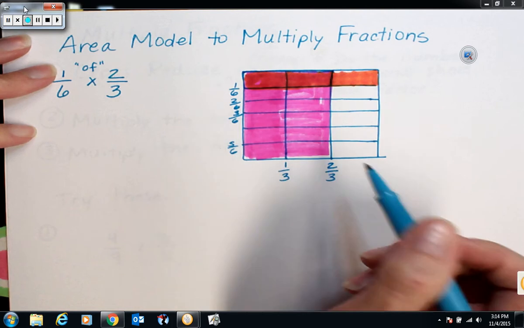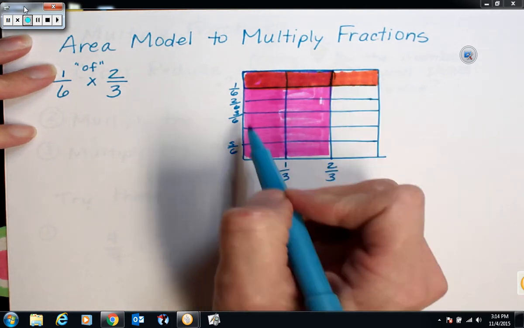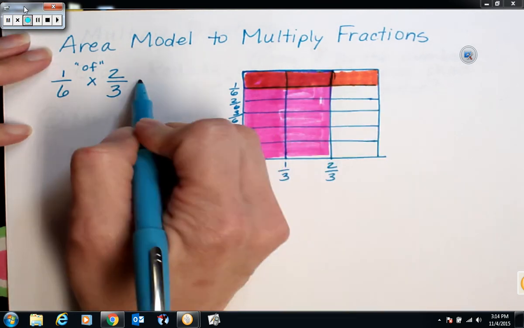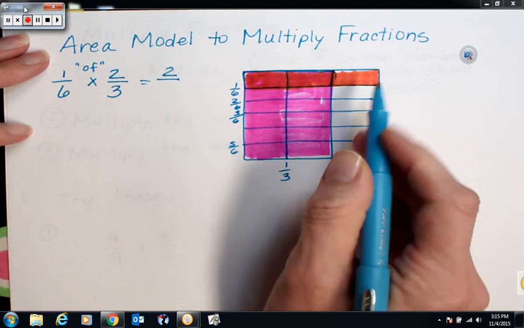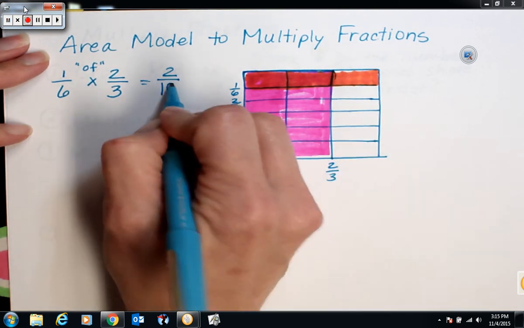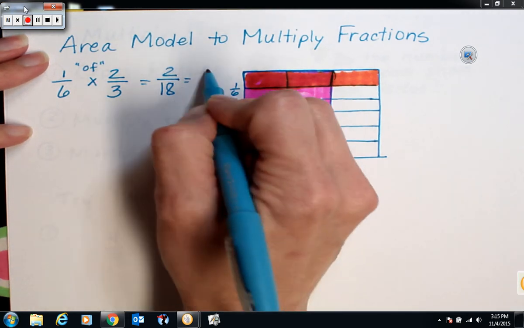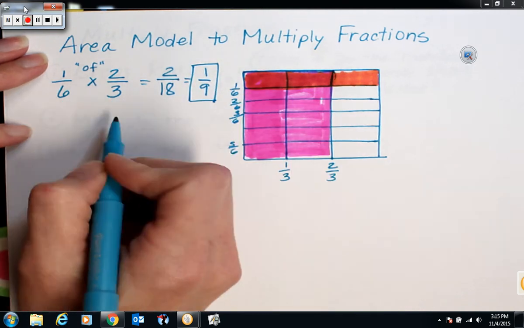Then I need to look for my answer to see how this portion relates to the whole. So this double shaded portion is 2 sections out of 18 pieces in the whole. So 2/18 would be my answer, and that can be simplified to 1/9. So then 1/6 of 2/3 is 1/9.